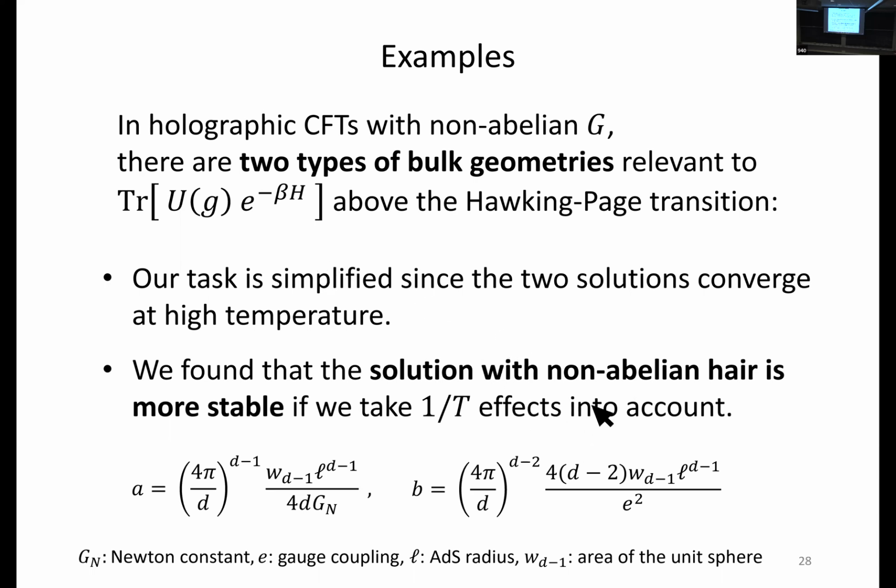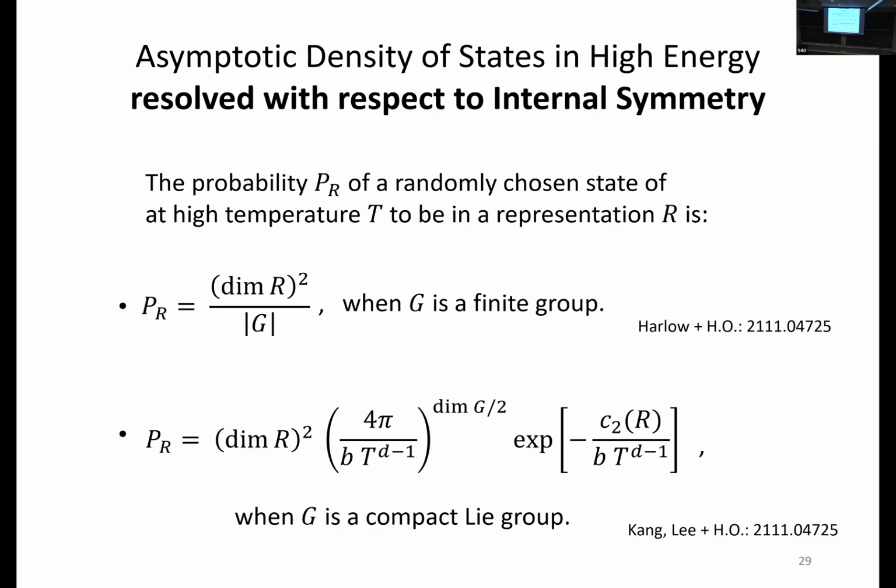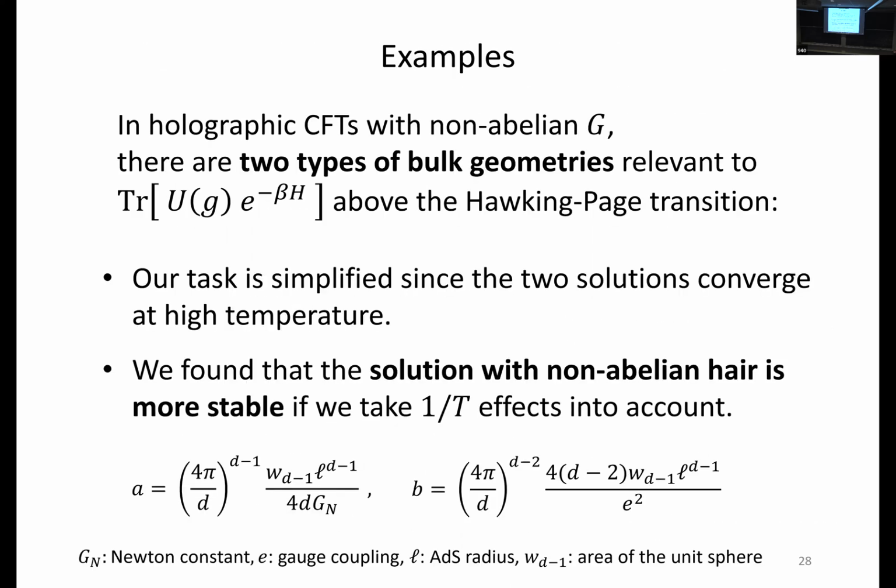But then you can ask, well, if you consider the 1 over T effect, what happens? And we were able to show, by numerically calculating the free energy in both solutions, that the solution with non-abelian hair here is more stable, that it has a higher free energy. With this kind of result, we were able to evaluate these coefficients A and B explicitly, and these are the formulas. But there is a phase transition, so there is a crossing moment.